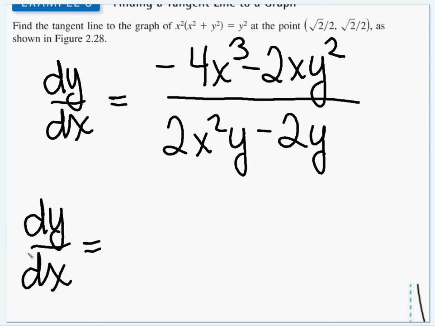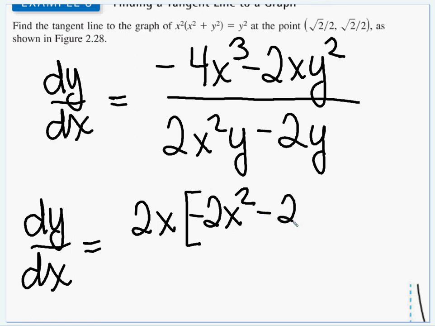So let's see here. Numerator, let's factor out a 2, and we can pull out an x, pull out a 2 and an x. So that'll leave us a negative 2x to the second minus 2y squared. Or no, minus y squared. We factored the 2 out. Minus y squared.